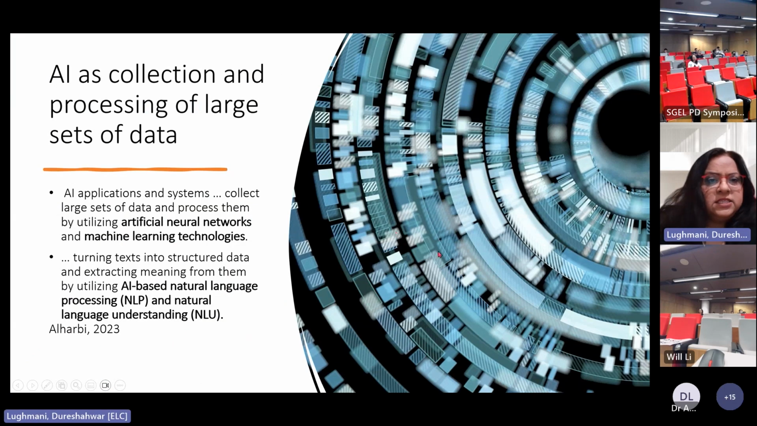AI is a collection and processing of large sets of data. And it relies on artificial neural networks and machine learning technologies. Also, it turns texts into structured data and extracts meaning from them by utilizing natural language processing (NLP). You must have heard about it all day, and natural language understanding (NLU).